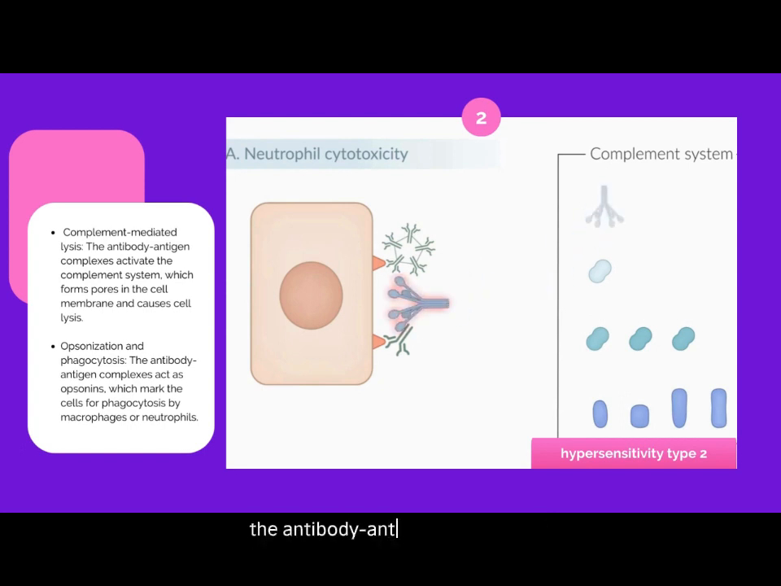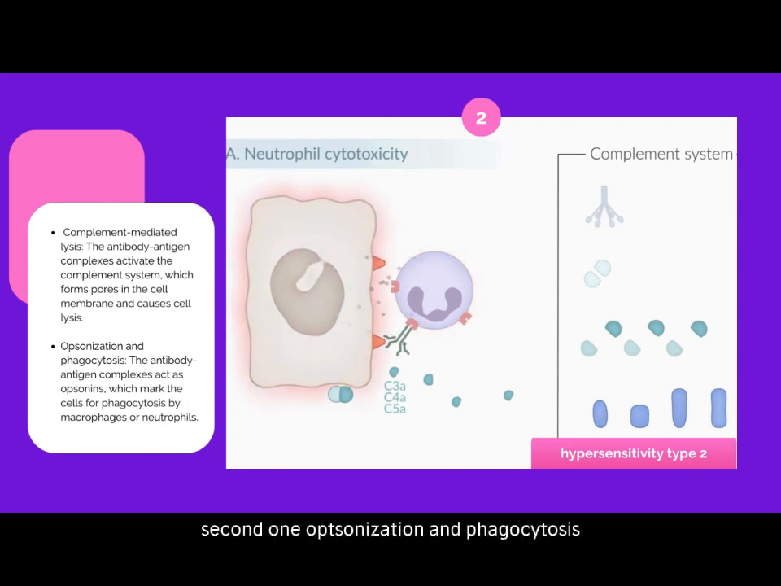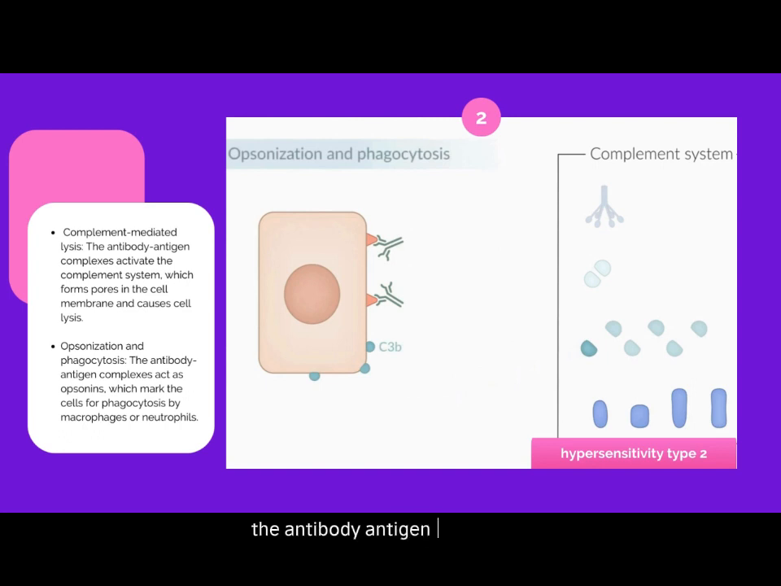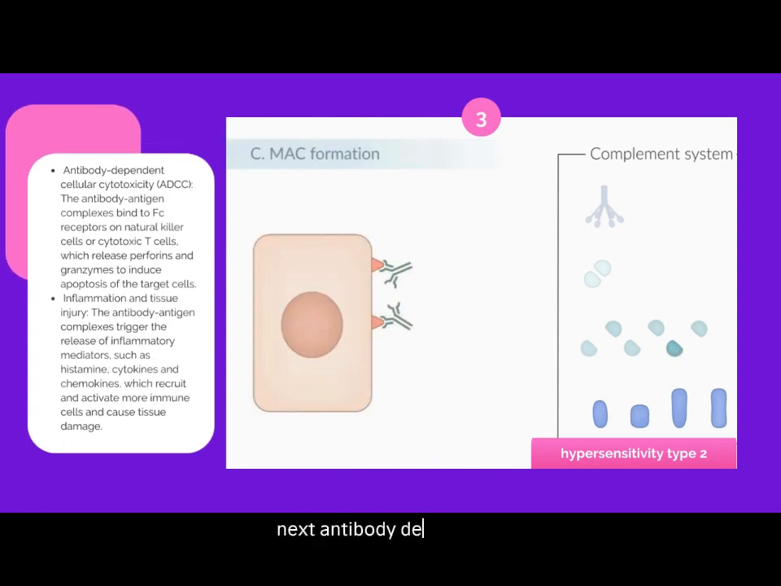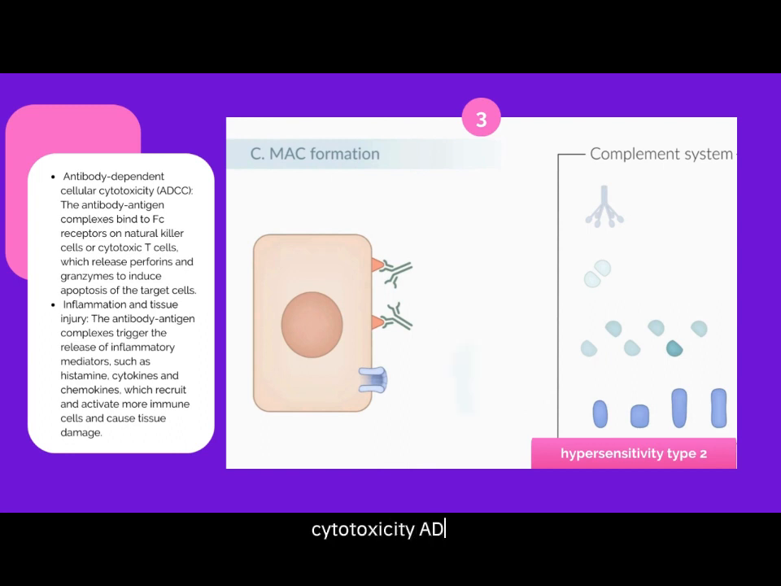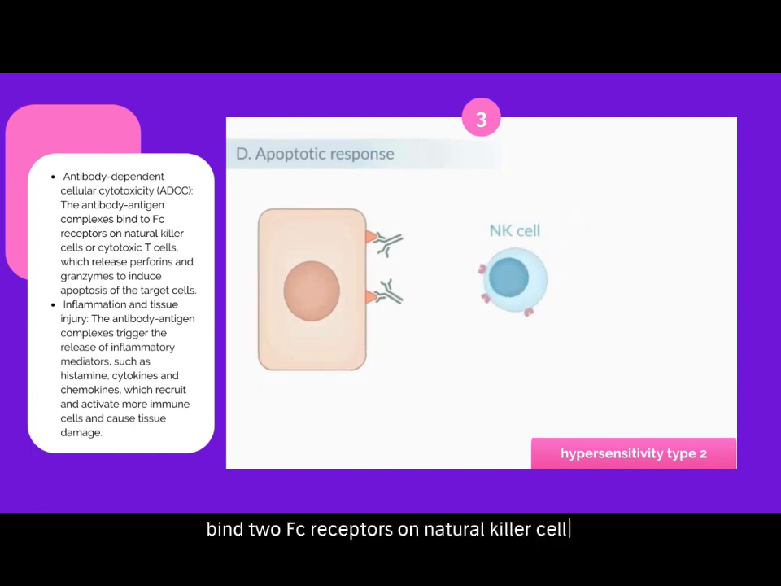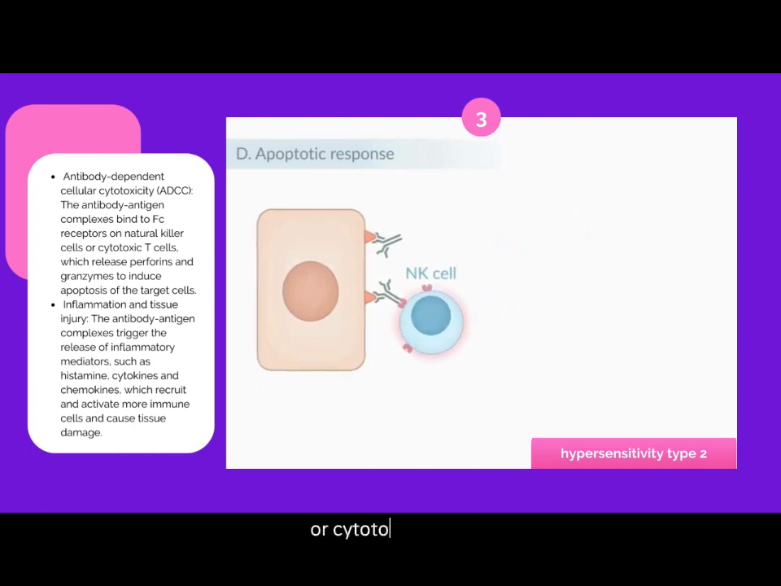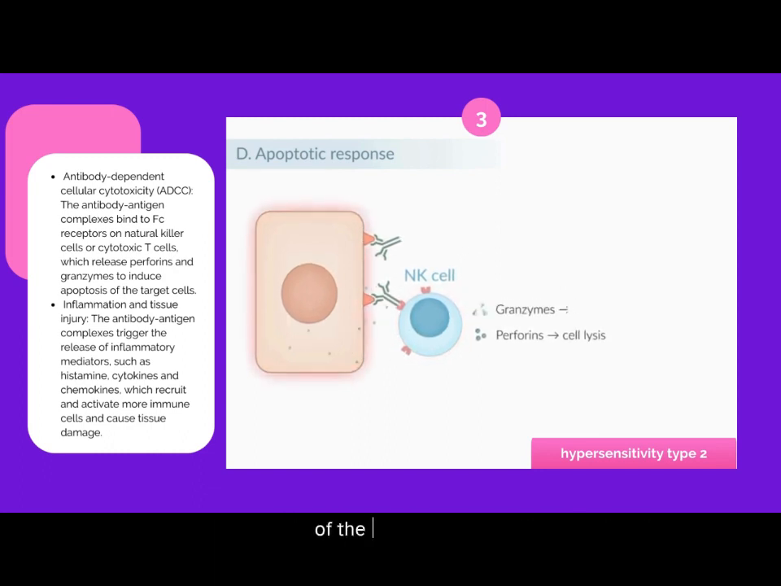The antibody-antigen complexes activate the complement system, which forms pores in the cell membrane and causes cell lysis. Second one, opsonization and phagocytosis. The antibody-antigen complexes act as opsonins, which mark the cells for phagocytosis by macrophages or neutrophils. Next, antibody-dependent cellular cytotoxicity (ADCC). The antibody-antigen complexes bind to Fc receptors on natural killer cells or cytotoxic T cells, which release perforins and granzymes to induce apoptosis of the target cells.